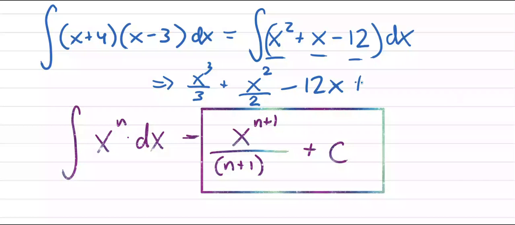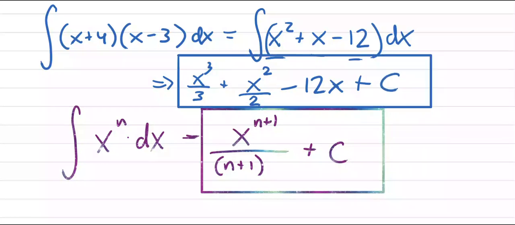And then there could be a constant hanging out at the end, because when I take the derivative, that would disappear anyway. So if I take the derivative of this, I end up back here, as my check to make sure that worked for the antiderivative.